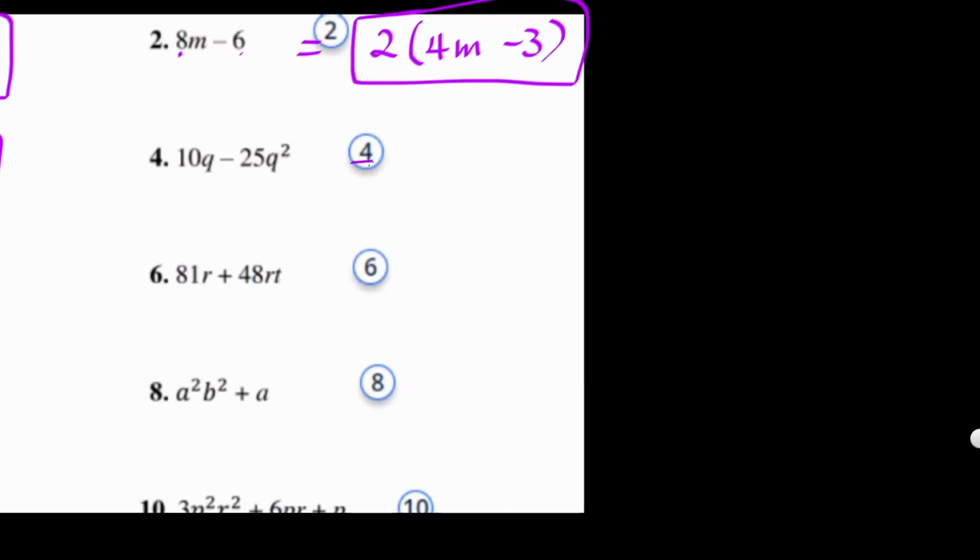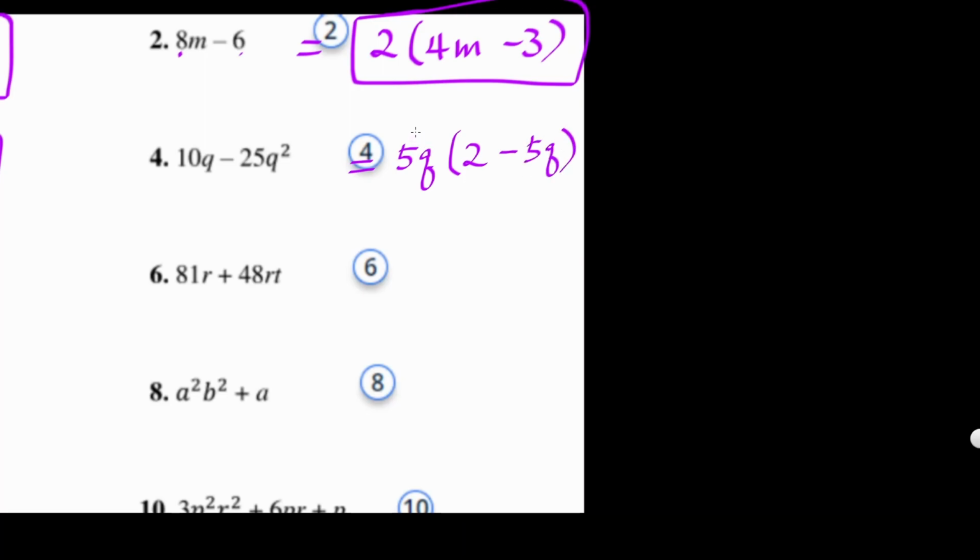Okay, so here you have a common factor of 5 because 5 can go into 10 as well as 25, and also q because there's q here and then q squared there. So I could factor 5q out, leaving 5q times what gives you 10q? Just 2. Minus 5q times what gives you 25q squared? It's going to be 5q.